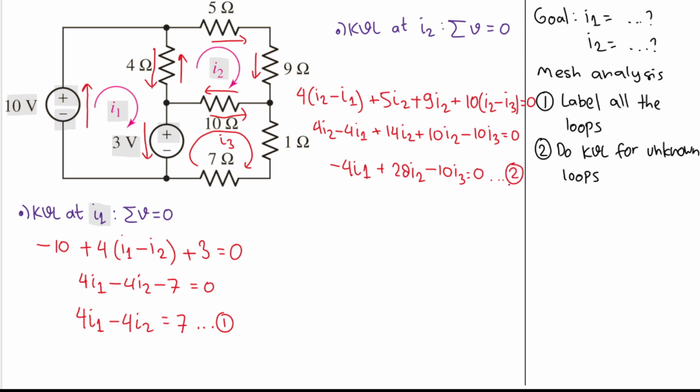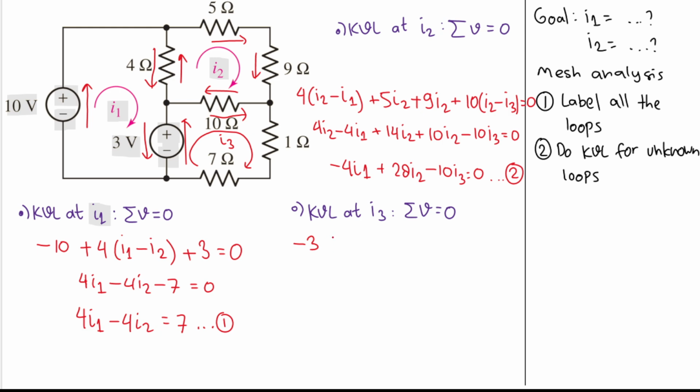Good. Now let's move on to the last loop, which is I3. So let's do KVL at I3. Again, KVL said that the sum of the voltage in a loop will equal to 0. Let's start from this component, 3-volt voltage source, and the current here will go like this, right? Because I3 is going up. And that means that the current is flowing from the negative terminal to positive terminal. So we will have negative sign. We will have minus 3 here.